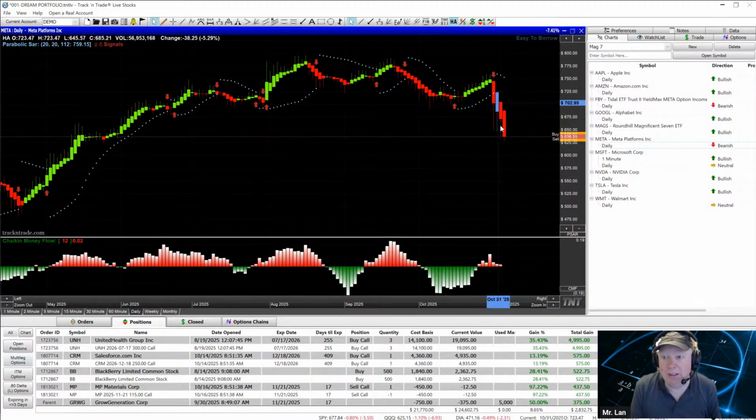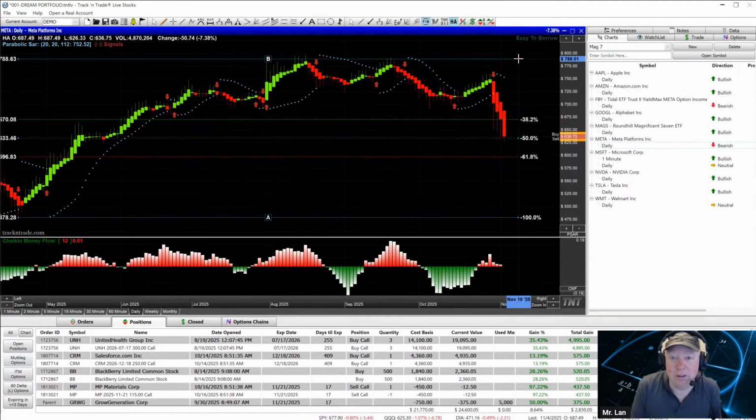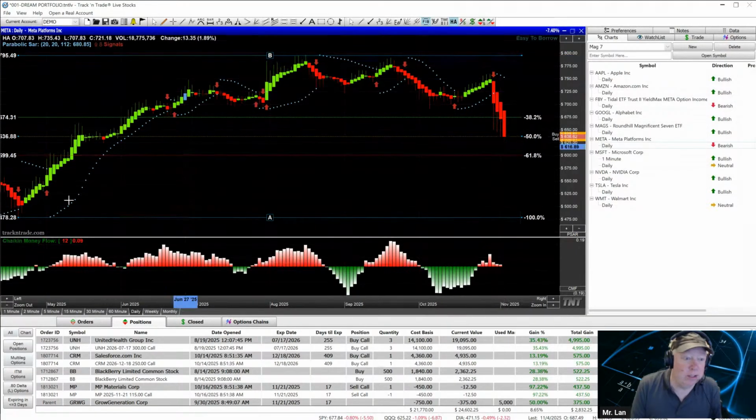Oh, look at Meta tanking. That's good. It gives us an opportunity to buy Meta low. So we draw a little ruler in here. And this little ruler, we measure from low to high, and then it tells us where the buy zone is, which is right in here.